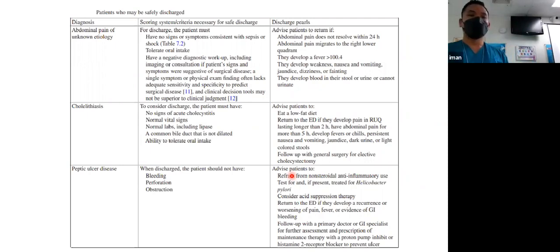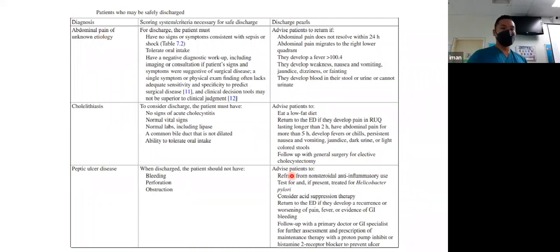For discharge, make sure the patient has no signs or symptoms of sepsis or shock, can tolerate oral intake, and has a negative diagnostic workup, including imaging, if the patient's signs and symptoms were subjective or of surgical disease.